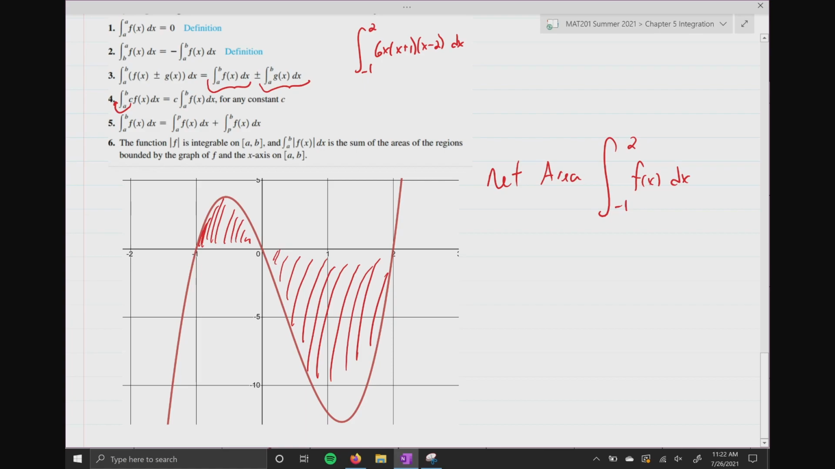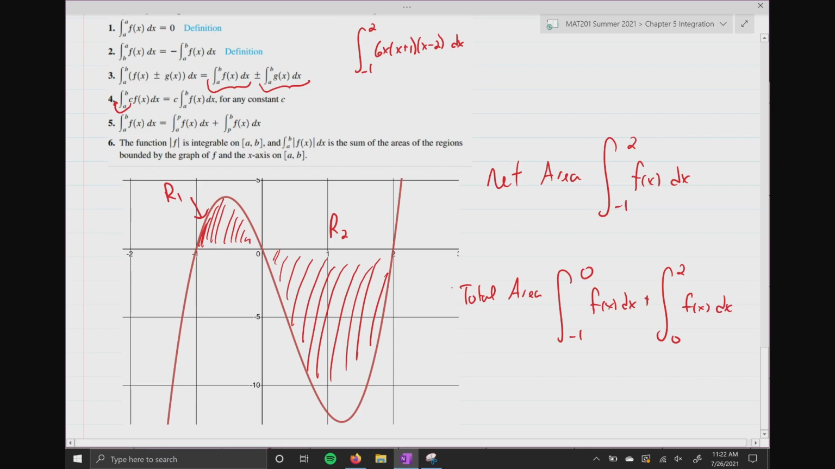If I just wanted to find the area, meaning the area of region 1 and region 2, I'm going to call this total area. Well, what I would have to do is break up the interval from -1 to 0 of f of x dx, and then add the second interval from 0 to 2 of f of x dx. So notice I had to separate the intervals there. That's what property 4 is telling us.